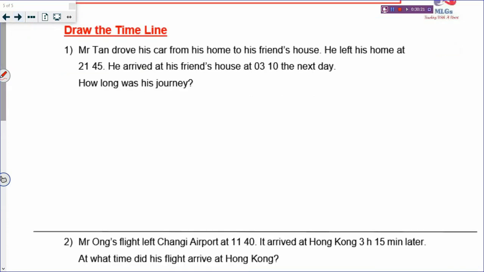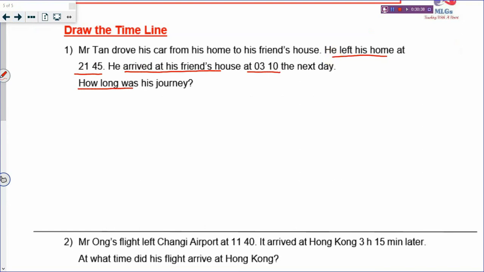Okay, let's look at the first problem. How do we draw a timeline? Now, Mr. Tan drove his car from his home to his friend's house. He left his house at 21:45. He arrived at his friend's house at 03:10 the next day.